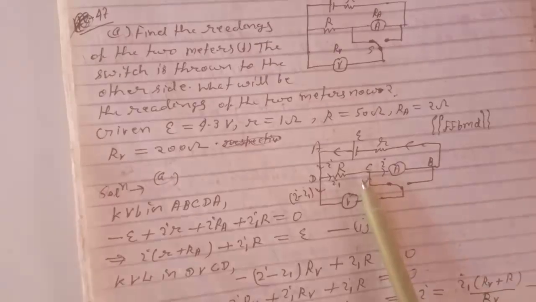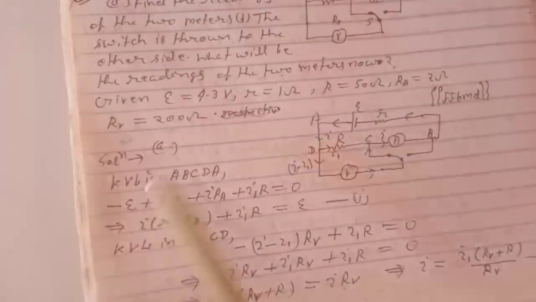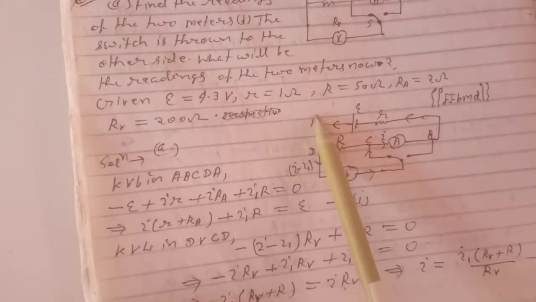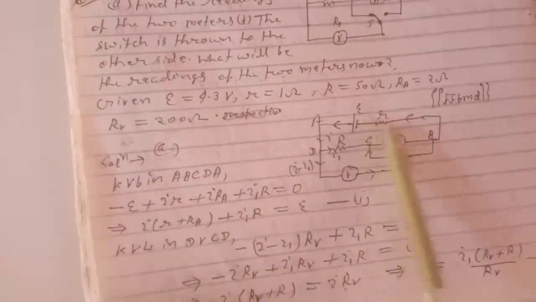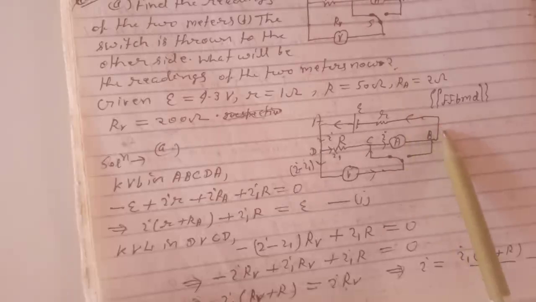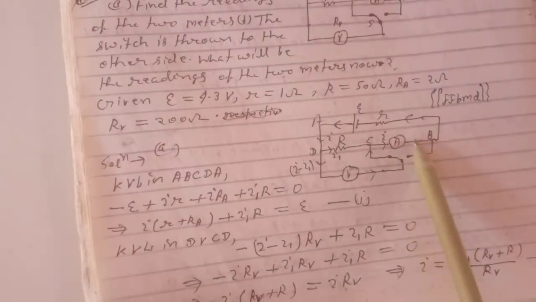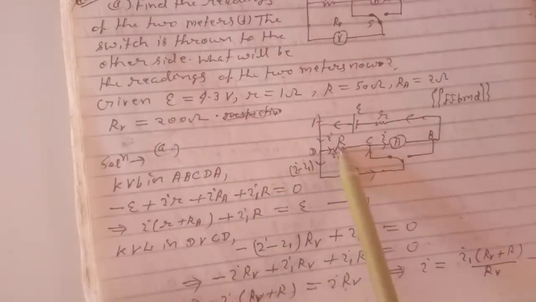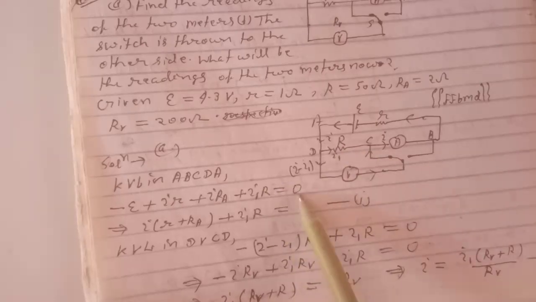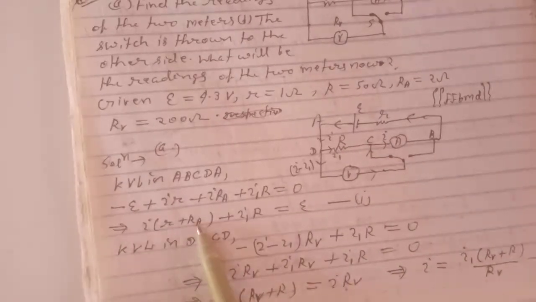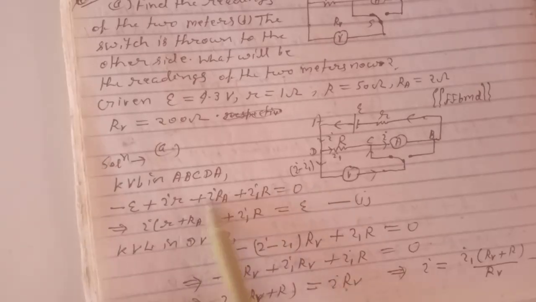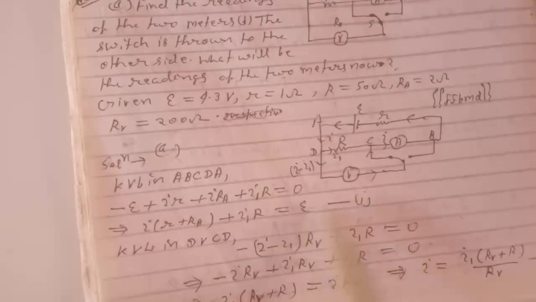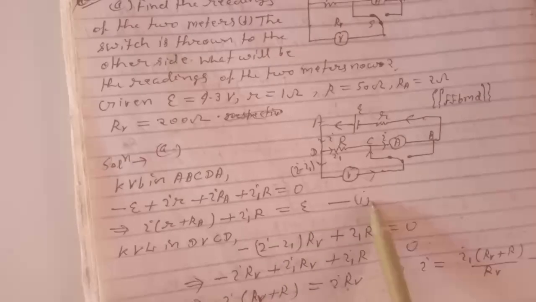Now we can use KVL to solve the problem. So KVL in A, B, C, D, A. This will be minus E plus I R, and current is going in this direction, that is higher minus lower, so positive. So I into RA, and again plus I1 into R equals 0. This implies I into (R plus RA) plus I1 R, taking I common, equals E.